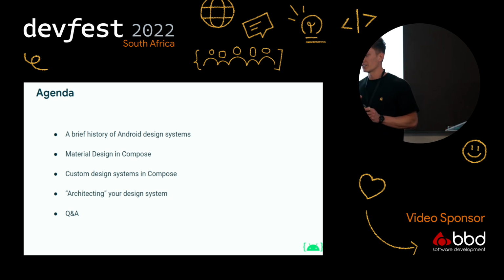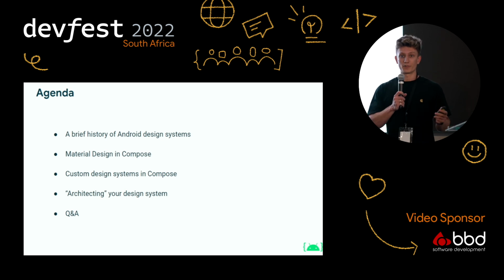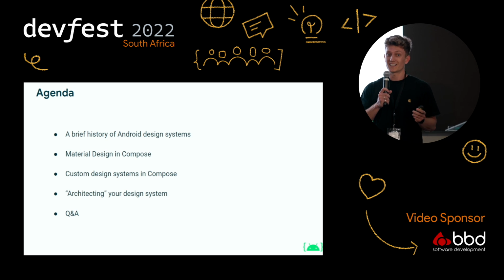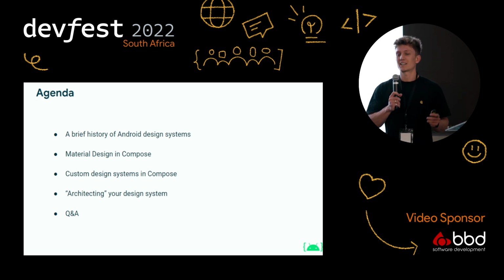And then we're going to dive into material design in Jetpack Compose, which is Google's default design system. We're going to take a look at deviating from this and doing custom design systems. Then we're going to take a quick look at how you can architect your design system to make it better to work on teams and with lots of modules, etc., etc. And then hopefully we'll have time for some questions as well.